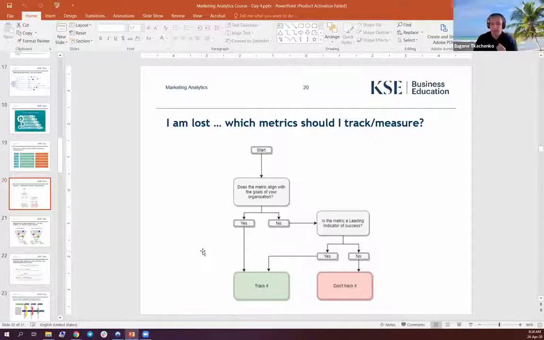So the quick answer is: track everything you can. The better answer is: track everything which is aligned with the goals of your organization. And if something is not quite obvious for you at a particular point of time, whether it aligns with your company's objective, like, for example, video completion rate for your ads, well, if you know that it helps you to generate your brand image, track it.